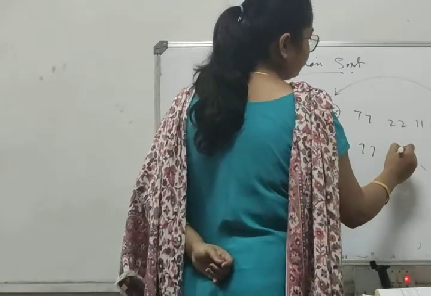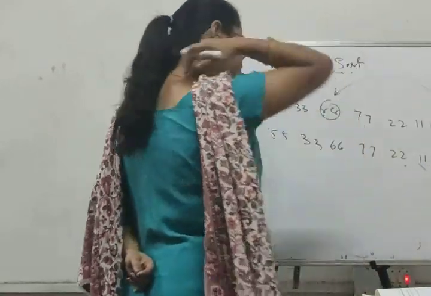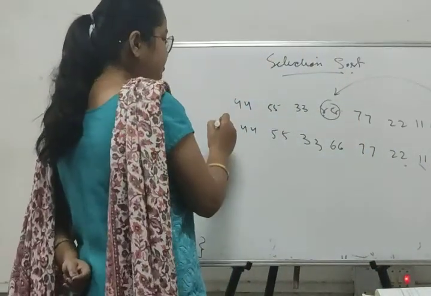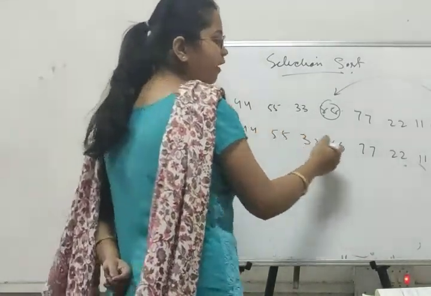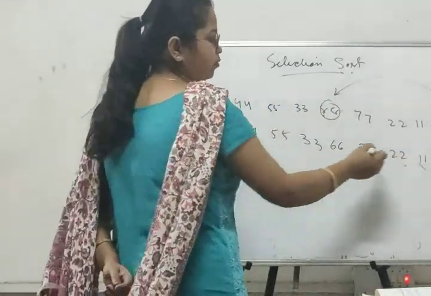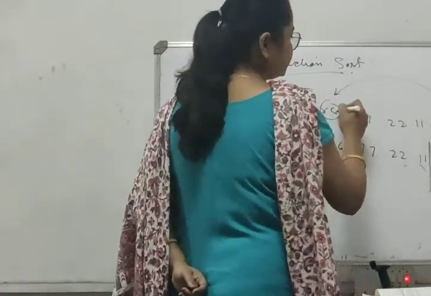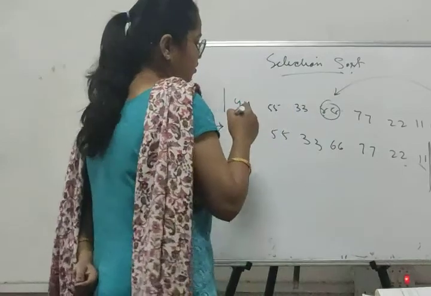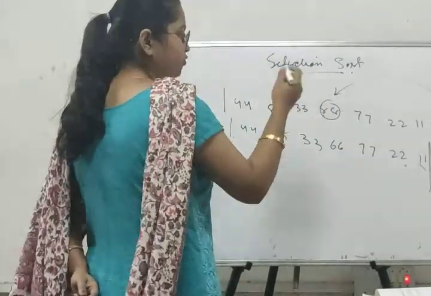66, 77, 22, 11, 88. Now again, in this resultant array, what will happen? Again, selection sort will find the largest element up to this. Earlier, it found the largest element up to this, and it exchanged it. In this case, it will find the largest element up to this, and it will exchange.